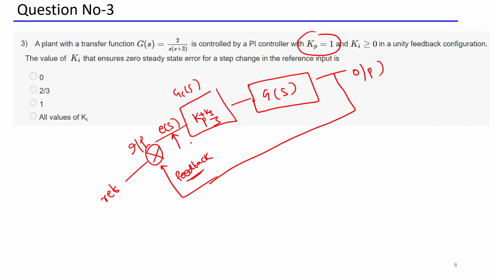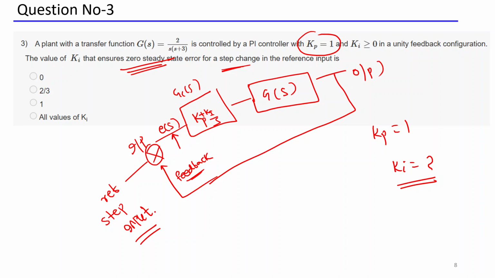E of s. So to minimize this error E of s, we are using a compensator along with a plant transfer function. Now in this question, the plant transfer function Kp value is given to you as 1, and it is asking us to find out the value of Ki such that you have achieved a zero steady state error. You can clearly see that a step change in the reference input means your reference input is a step signal. Solve this question and tell me the answer, Ki. What is the value of Ki?